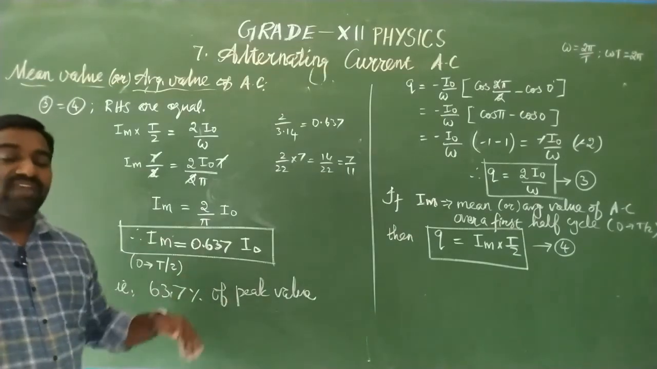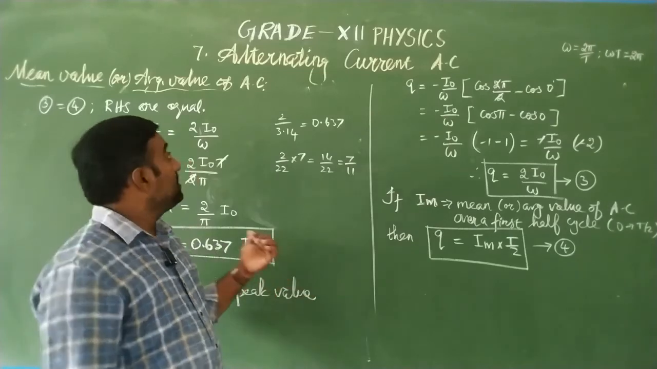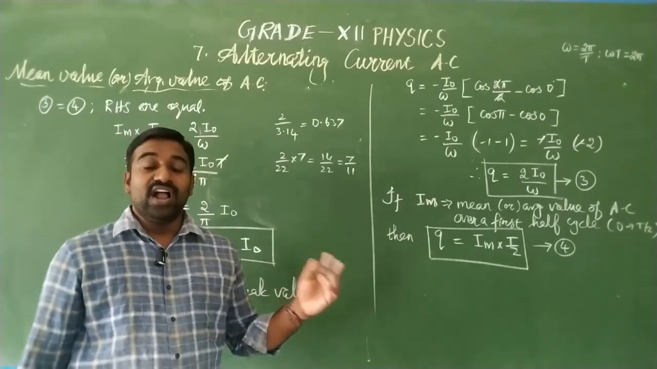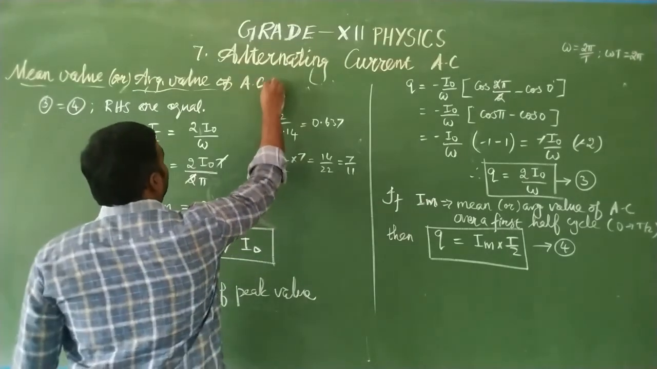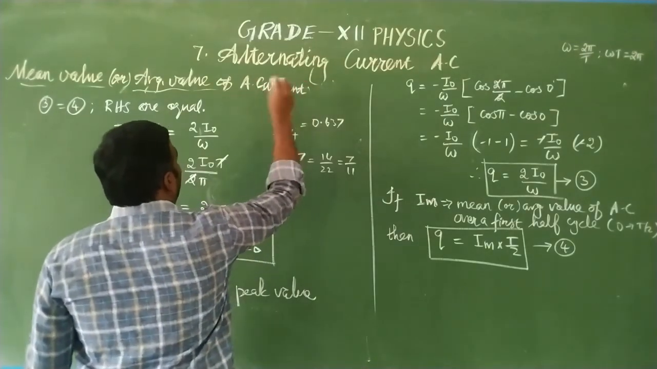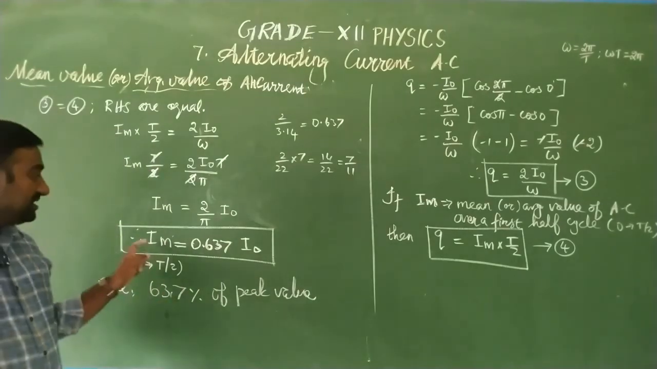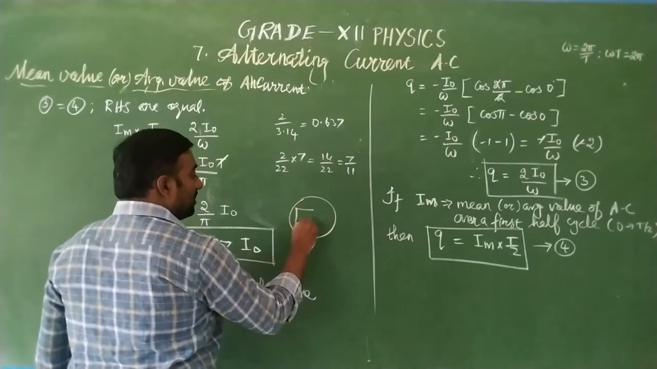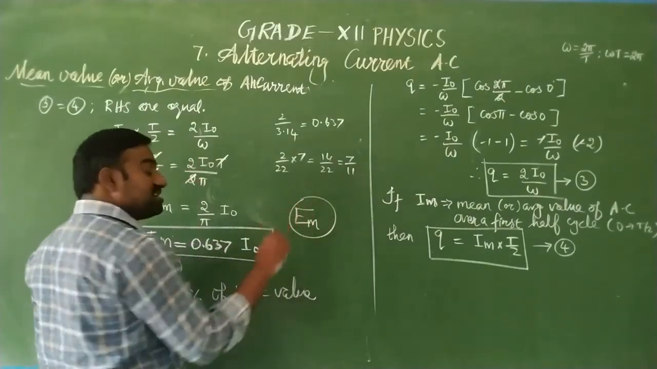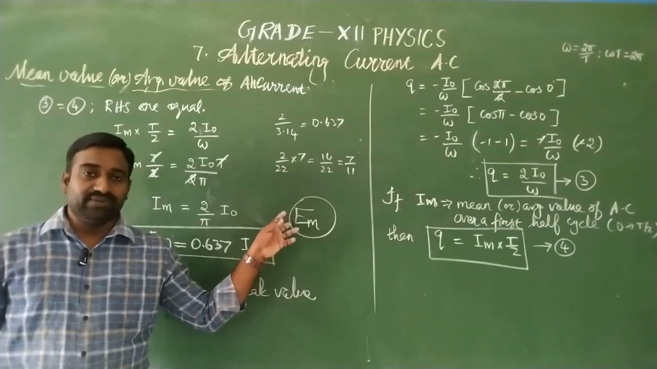Similarly, in the same way, we can get the expression for the mean or average value of alternating EMF. What we have seen so far is for alternating current. Next we are going to look at alternating EMF. Okay? This is for alternating current. In the same way, we can find the mean or average value of alternating EMF.